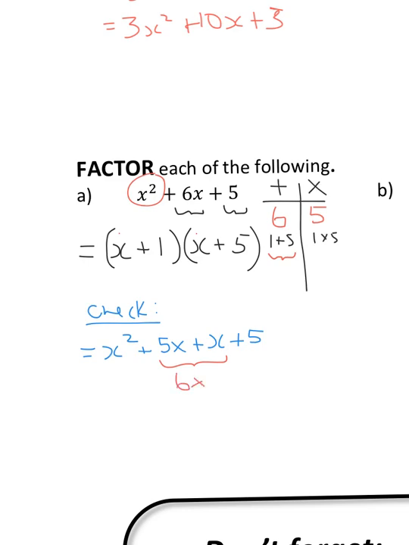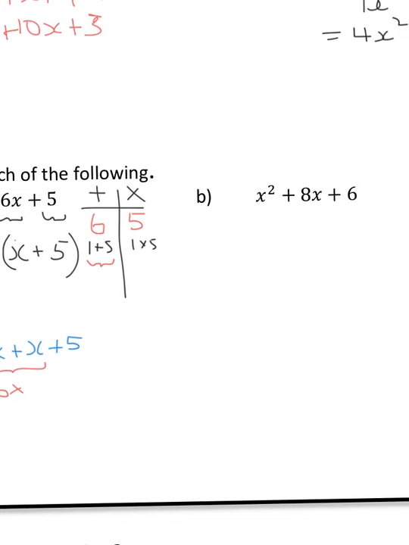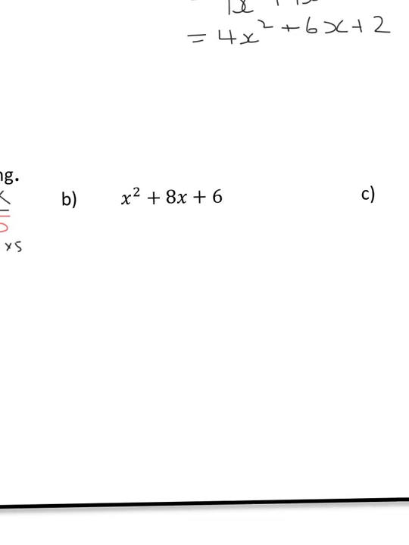So let's try another one. We're going to do quite a few. We'll try this one over here. So I want to add to the middle term, which is 8, and multiply to 6. So think of two numbers that add to 8 and multiply to 6. It's always smart to start on the multiply side. We have 1 times 6, 2 times 3, and that's about it.